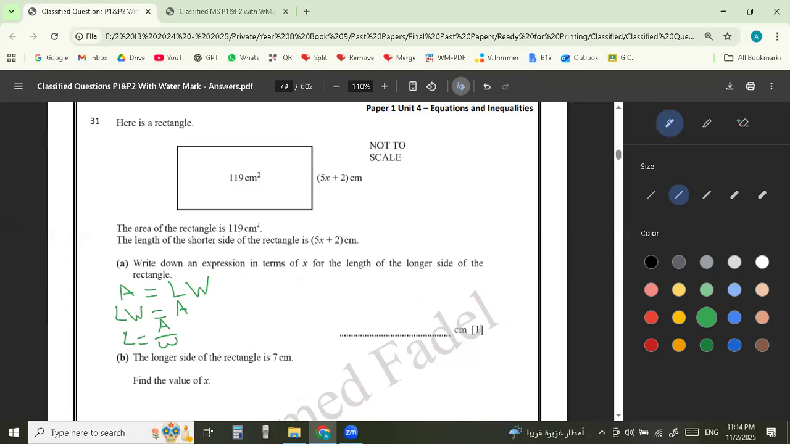Okay, good. I wrote that's the expression that they want? No. That's just to remind you of the rules. To find the length, you get the area over the width. But the area is 119, but I'm going to write here L. They want an expression, so no equal sign. So 119, which is the area, over width, which is 5x plus 2. That's the expression that they want. I'm going to write over here, 119 over 5x plus 2.